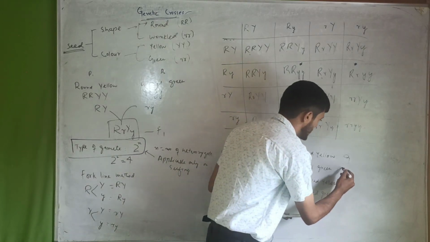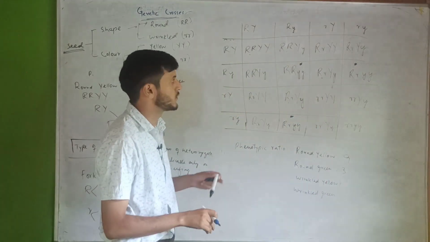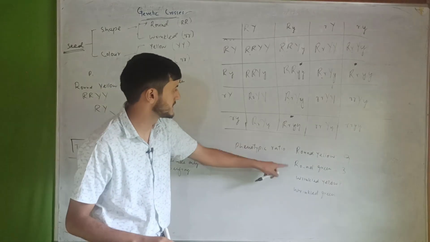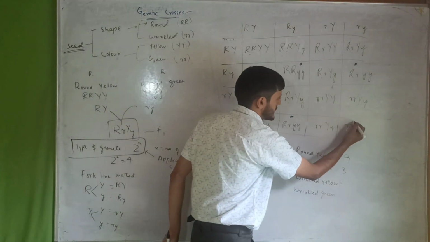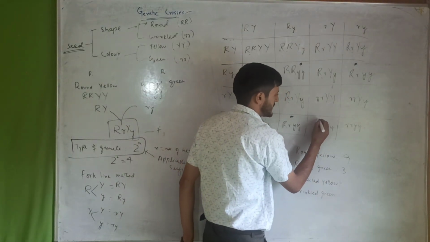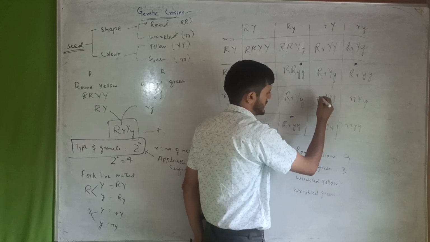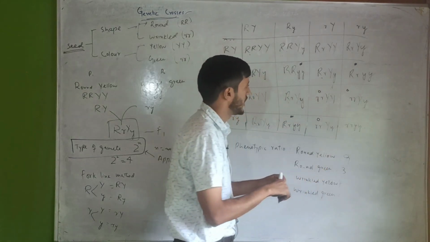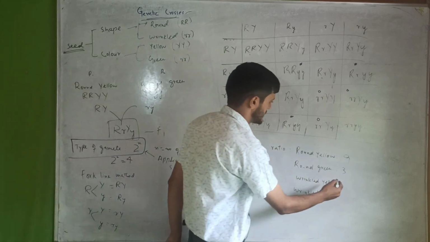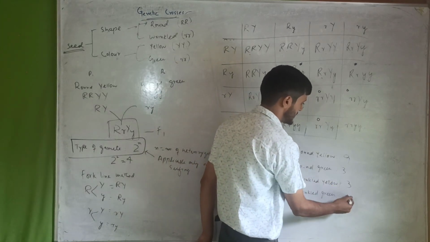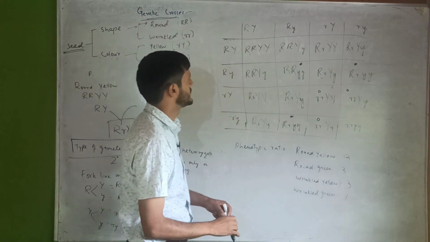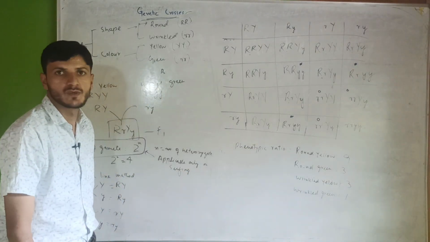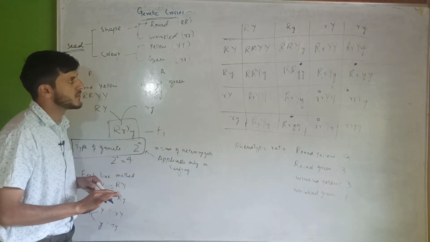3. Now wrinkled yellow. Small or small, wrinkled. Wrinkled yellow, wrinkled yellow, wrinkled yellow. How many are wrinkled yellow? 3. Wrinkled green, 1. So the ratio is 9:3:3:1.